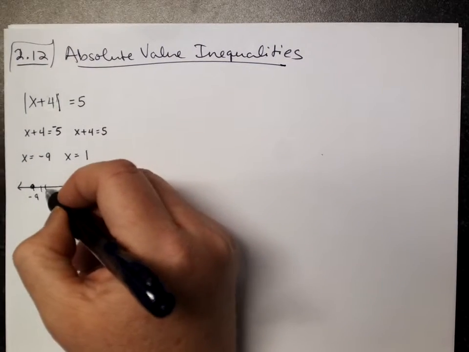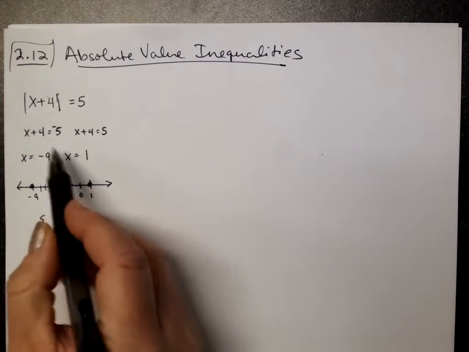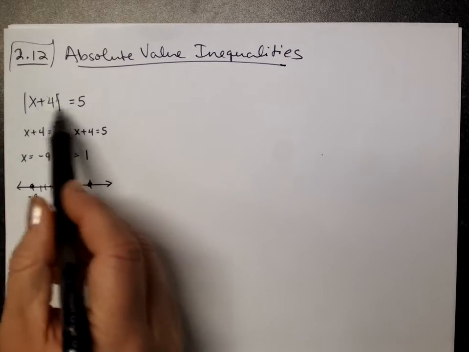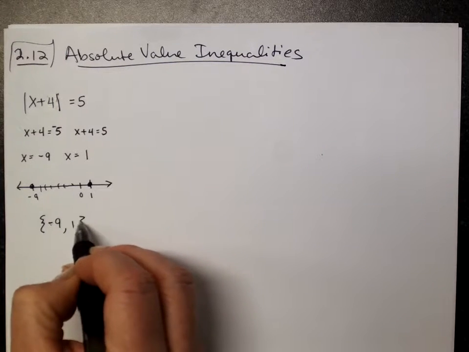It's pretty basic. Okay. And so, in set notation, just like a linear would have one solution, absolute value has 2 solutions. Negative 9 is one of the solutions, and 1 is the other solution.